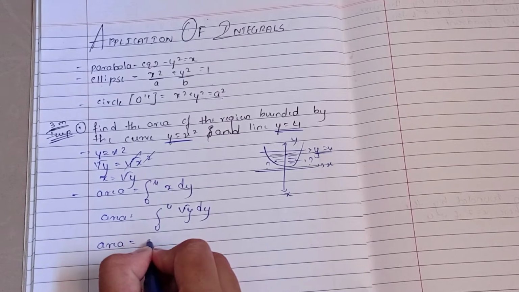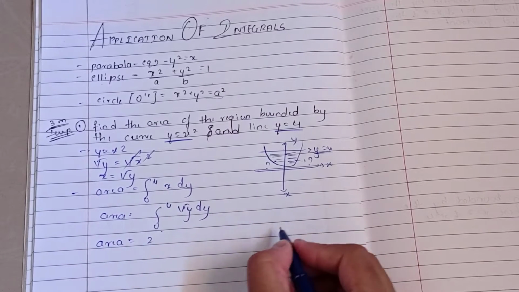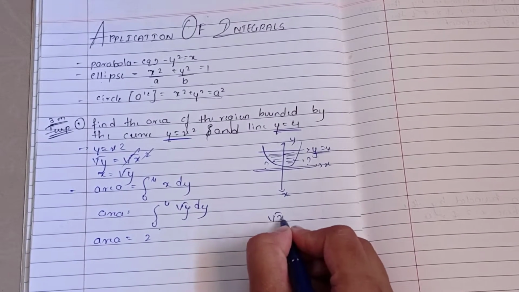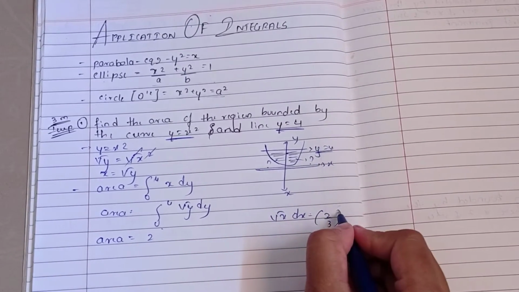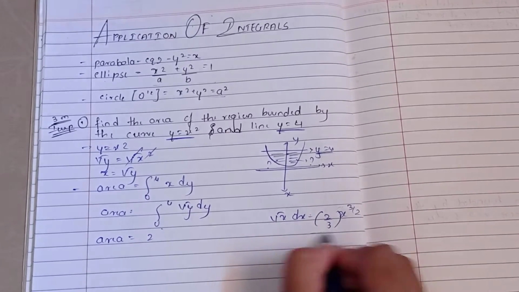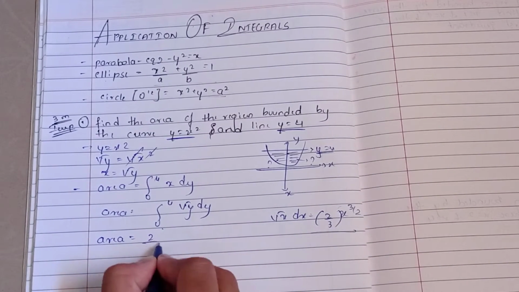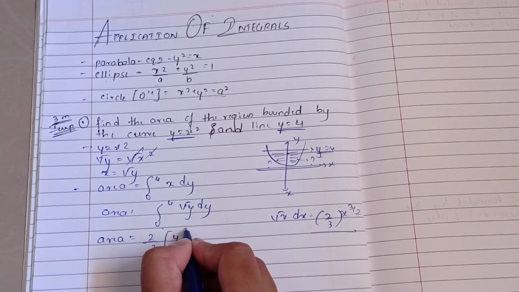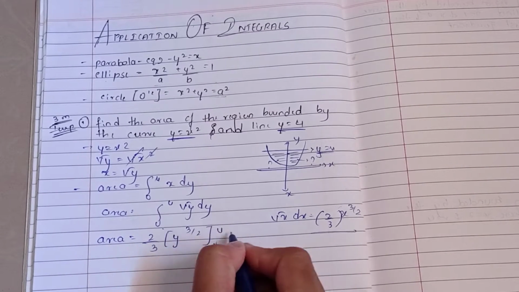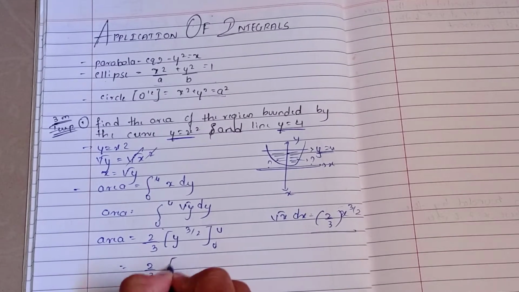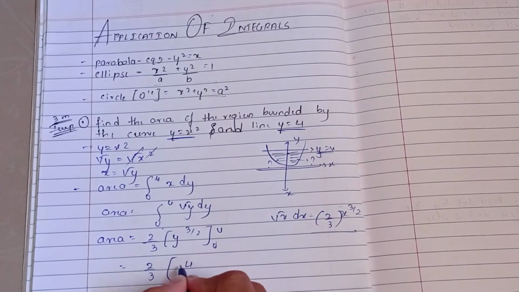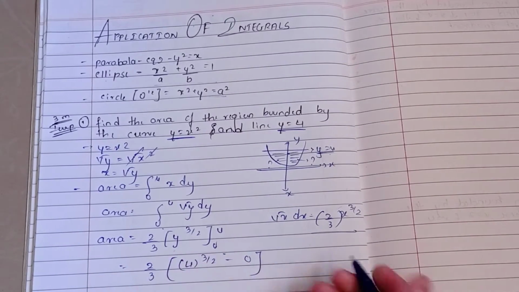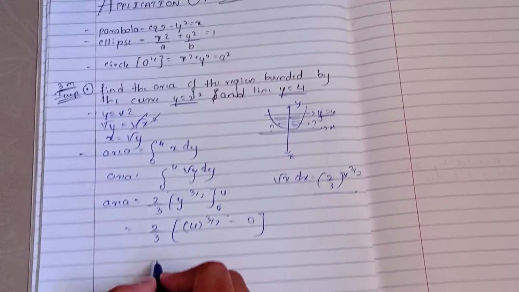Area is equal to, the one formula is there for root x dx: 2 by 3 x raised to 3 by 2. So this is the formula, we should apply this here. 2 by 3 y to the 3 by 2, limit 0 to 4. So 2 by 3 we should take outside. So y is equal to 4, we should put this 4 in this y value. So y 3 by 2 minus 0. This is the other limit, 0 is 0, we can write it or else leave it.